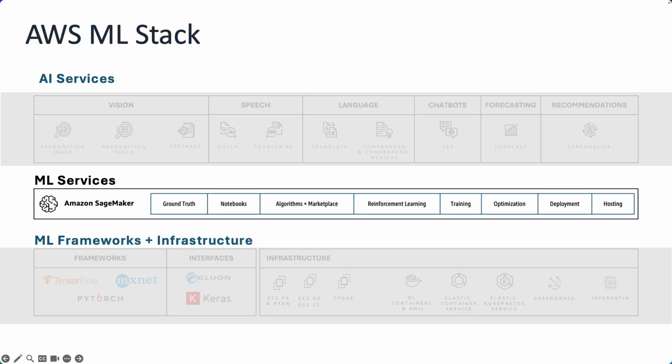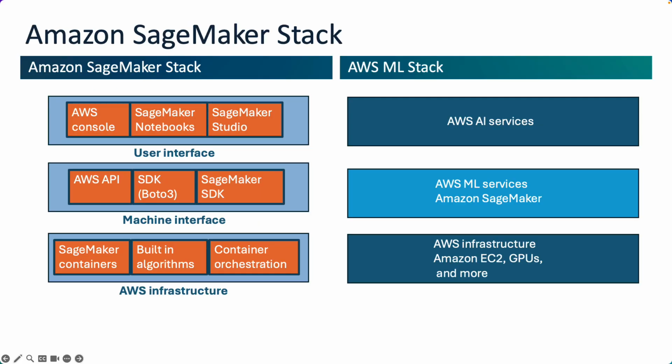And let's also talk about Amazon SageMaker, which is in the machine learning services layer of our stack. Amazon SageMaker can be broken down into even more layers, or a SageMaker stack. And a user can use the AWS console, SageMaker notebooks, and more to interact with the SageMaker user interface. And there are also multiple AWS SDKs for multiple different languages. And remember that Amazon SageMaker has its own specific SDK for Python.